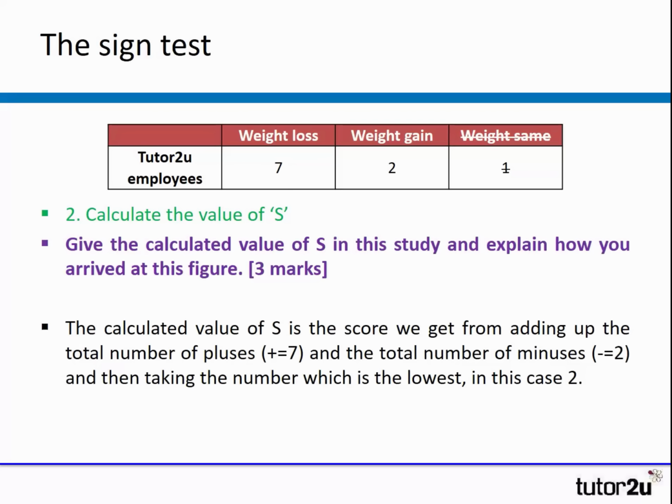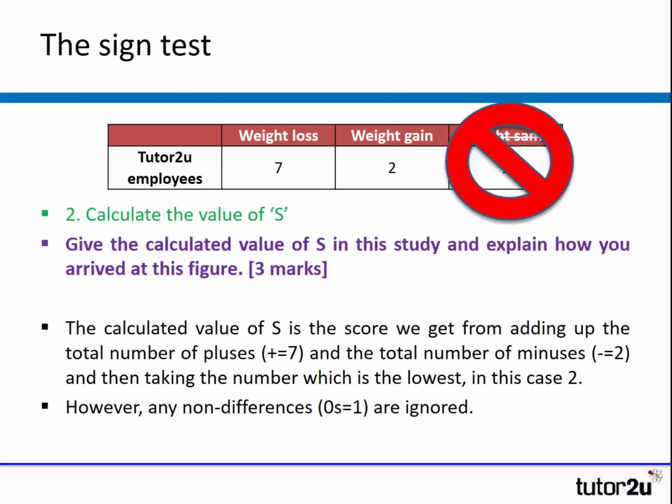Firstly, you just need to describe how we get to S in the first place. What you would say is that the calculated value of S is the score that we get from adding up all of the pluses, in this case there were 7, and all of the minuses, in this case there were 2, and then we take the number which is the lowest, in this case it's 2. We might also want to acknowledge here that we ignore any non-differences, any nil results. There was 1 zero, but we're going to ignore that. Therefore, very simply, the calculated value of S is 2.